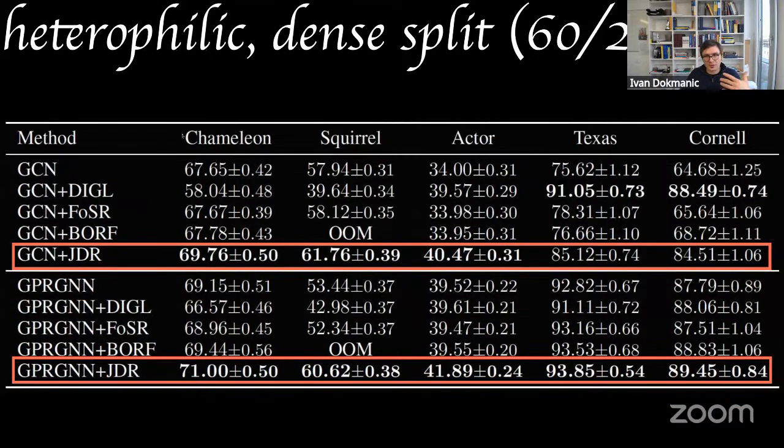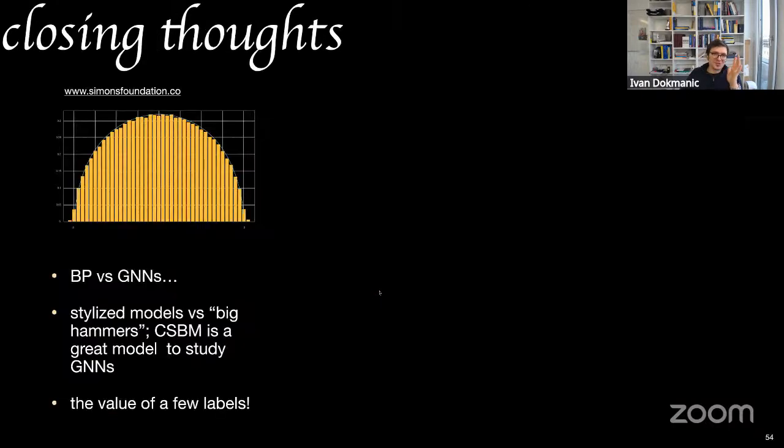The same thing is true in heterophilic data. In some cases, some algorithms outperform it. This is usually the case when the graph is really bad to begin with. But if we combine it with GPR-GNN, then it's really good. So, some food for thought. This brings me to my last slide.